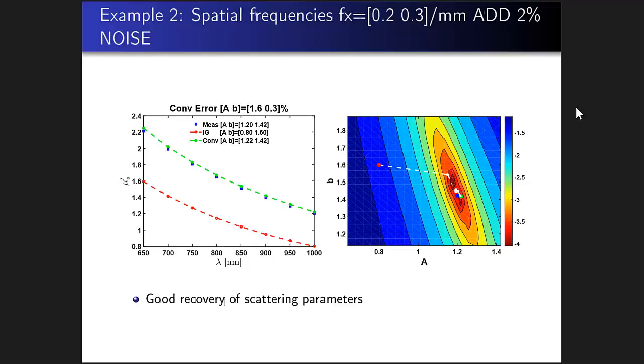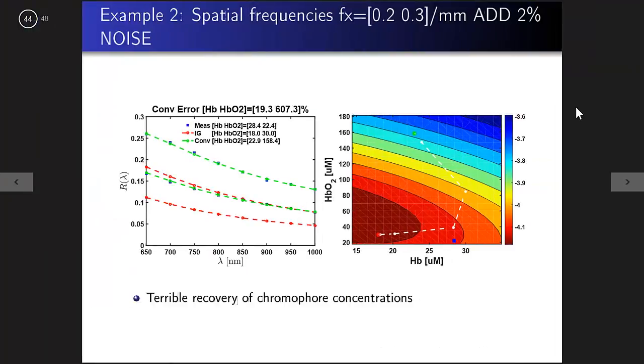But can anyone guess possibly with this setup why the chromophore recovery is so bad? Now think of the fact that you have these spatial frequencies. And correct me if I'm wrong, David, but the larger the spatial frequency, the more shallow you're sampling the tissue, and so your path lengths in the tissue are shorter. If you went to smaller spatial frequency, you would sample deeper with longer path lengths.